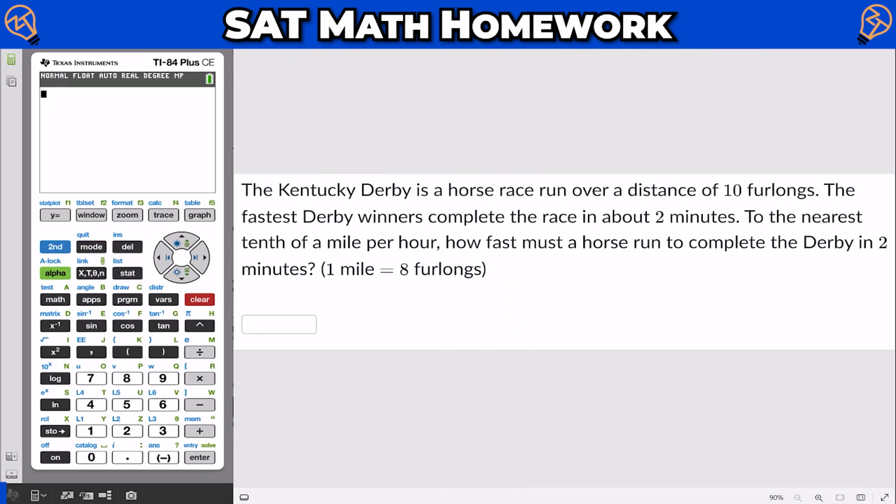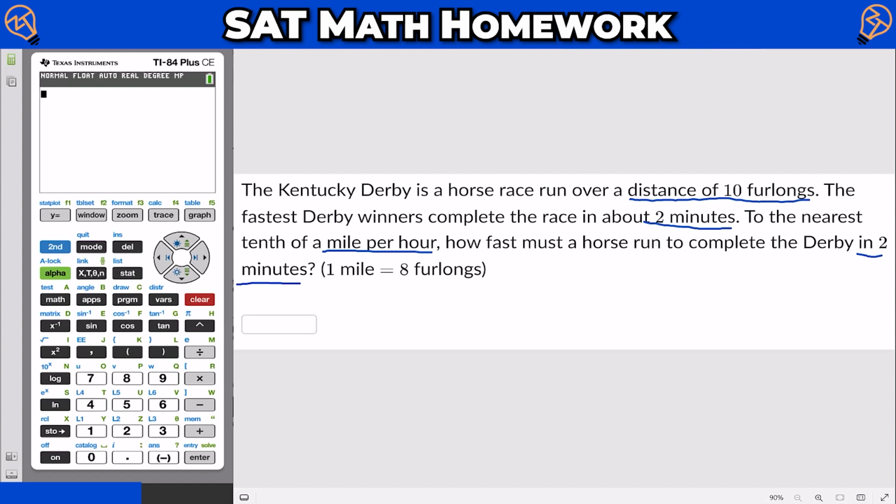In this question, they're talking about a rate, and we know that the distance that's covered is 10 furlongs, and it takes about 2 minutes. They want us to figure out, in order to finish the race in 2 minutes, what must that rate be? Now, more specifically, they want the rate in miles per hour. So we want the answer to finish out with distance over time, miles per hour.